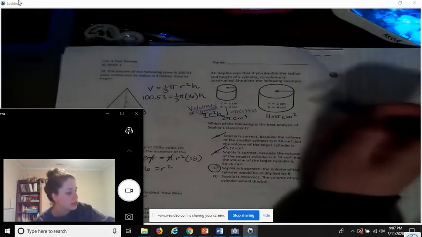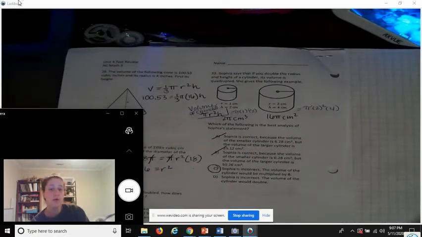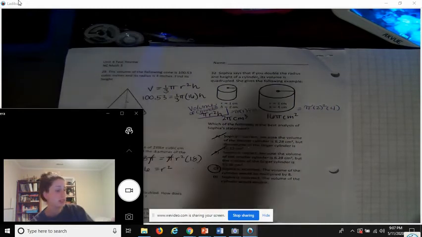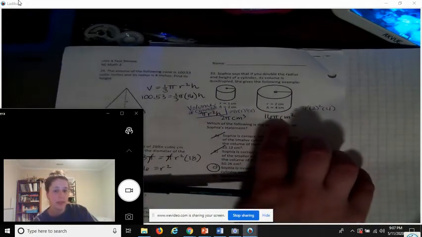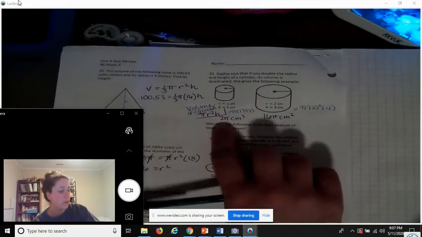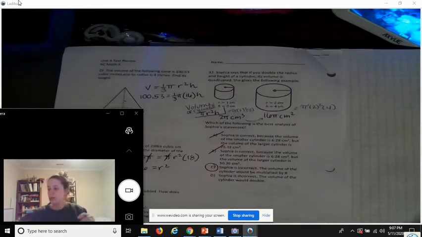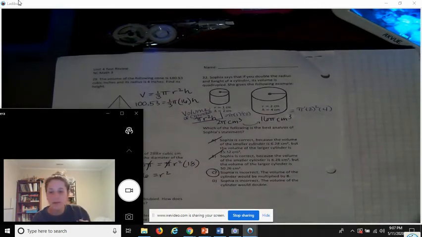Then over here, we would do the same thing. We would have pi times my r, which is 2 squared times 4. 2 squared gives me 4, and then 4 times 4 is 16. So I get 16 pi here. So she guessed that the volume would be quadrupled. But when we go from 2 pi centimeters cubed, this one should also be cubed, to 16 pi centimeters cubed, our factor is not 4. I have to multiply by 8.